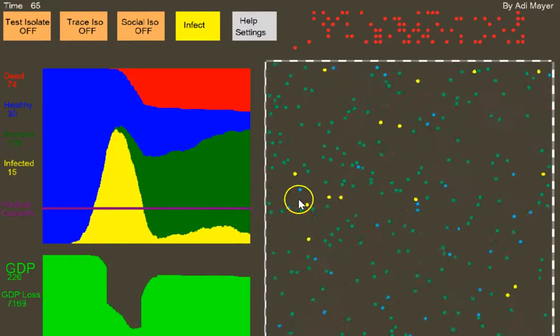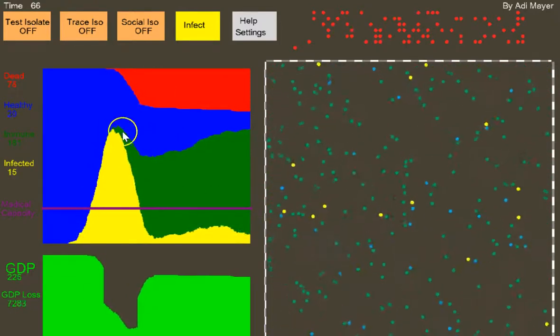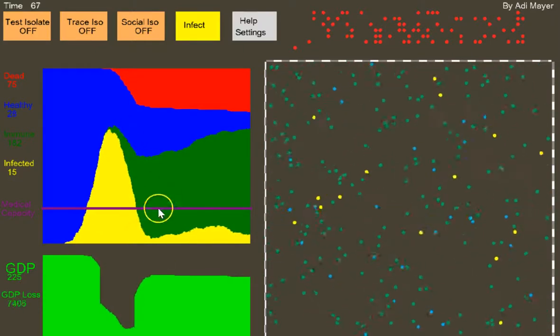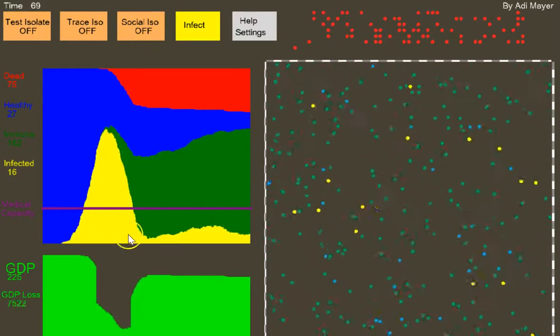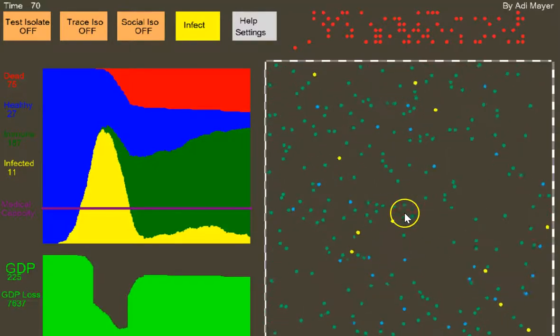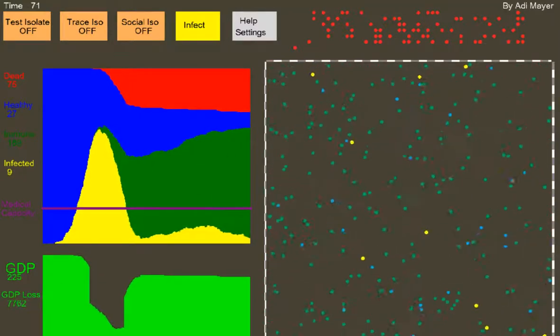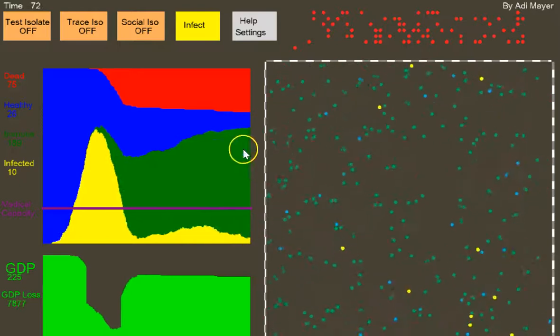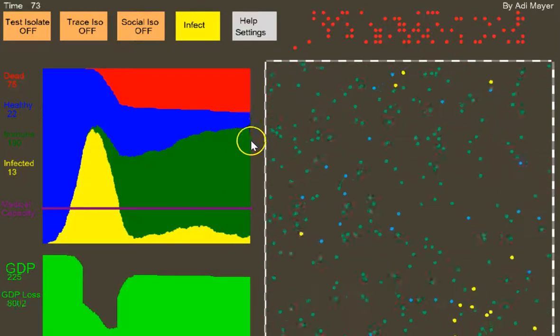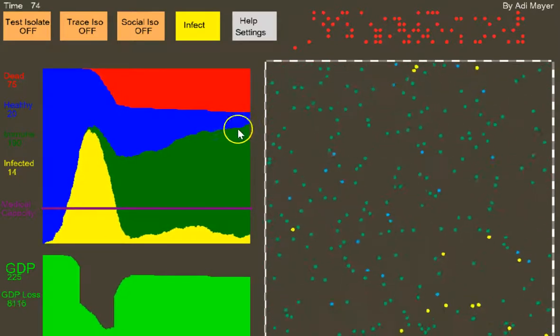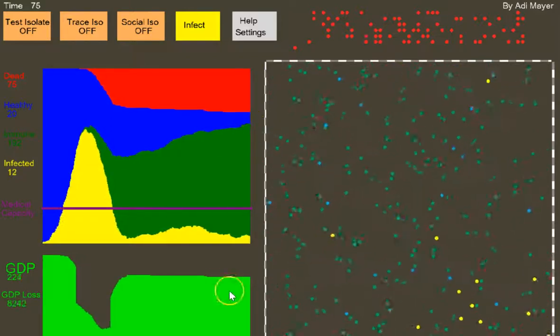So here I skipped a little bit. We see that initially my isolation measures lowered the number of infected, and now the virus is still active and moves through the population, but at a lower rate here. More and more people are infected and have recovered, and the total share of people who never got the virus has decreased.